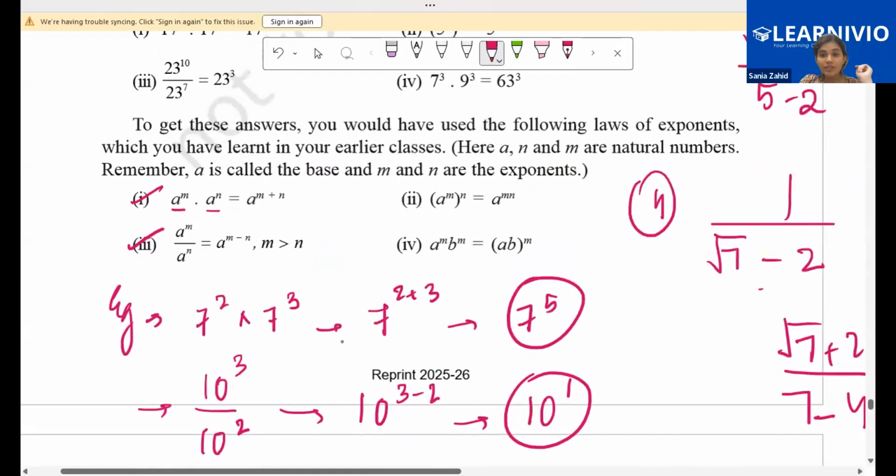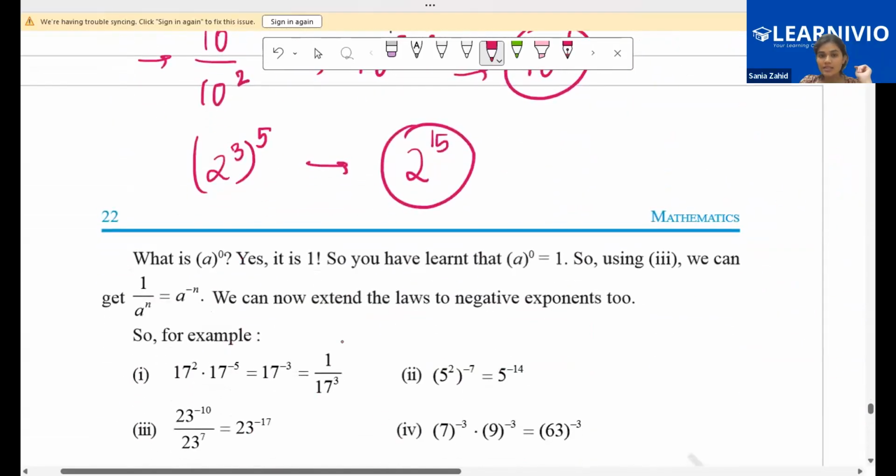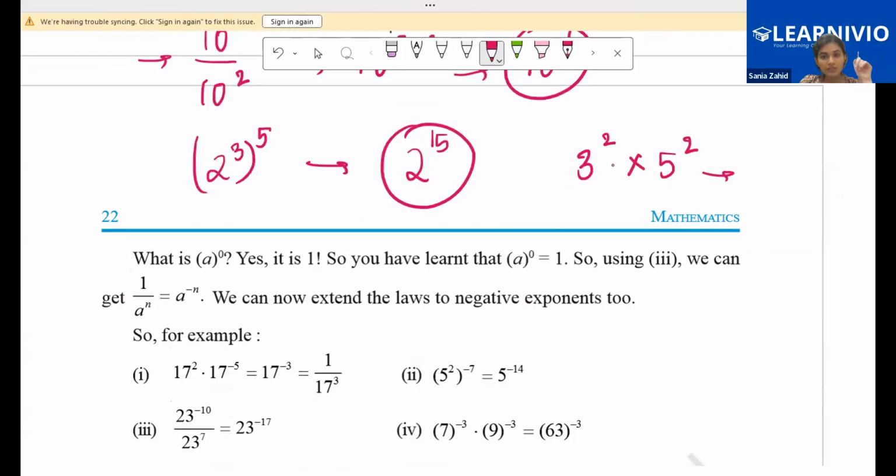Now, what if you have different bases? Now, this is a different concept. Whenever you have different bases, let's suppose I say 3 to the power 2 multiplied with 5 to the power 2. So you have different bases, but you have the same power. You have 2 over here also, 2 over here also. So what will you do? You multiply the bases. So 3 into 5 gives you 15 and the whole power remains 2.